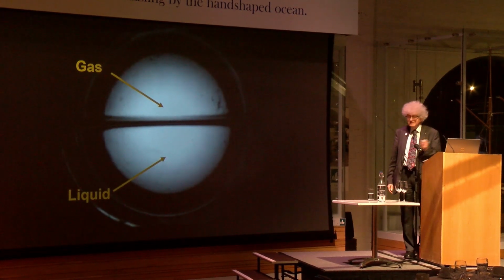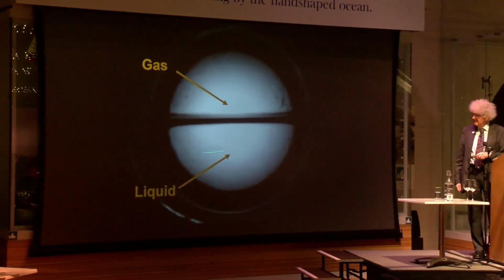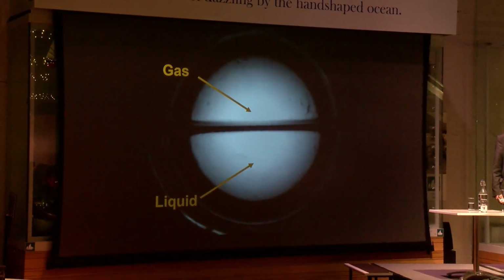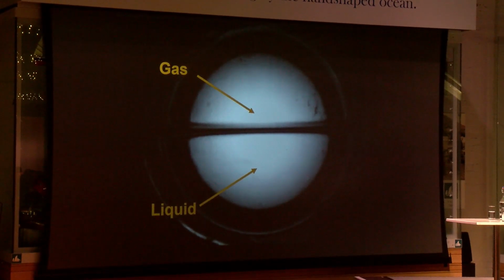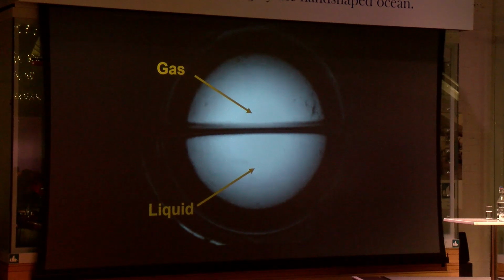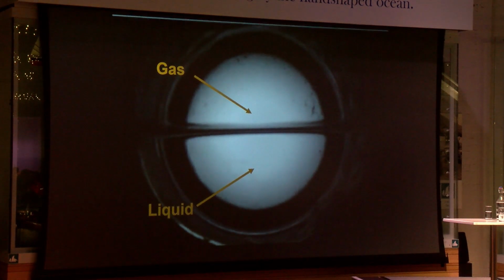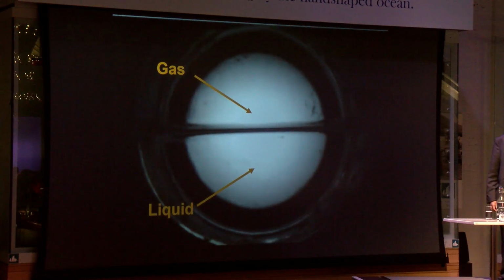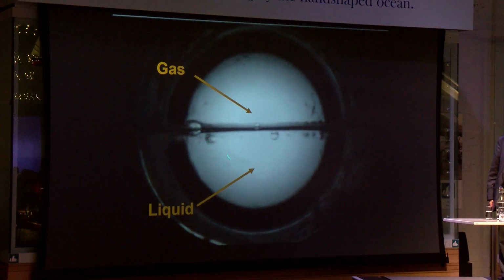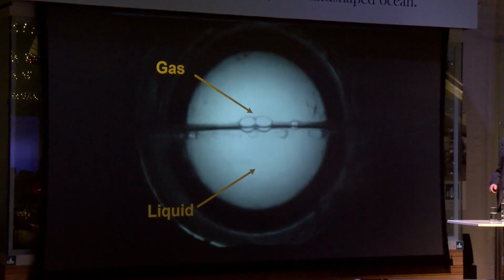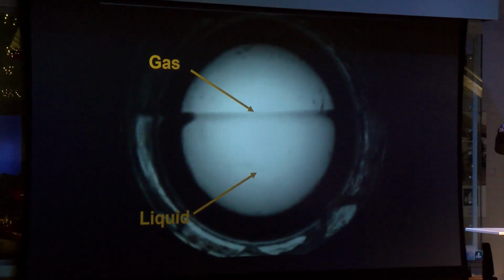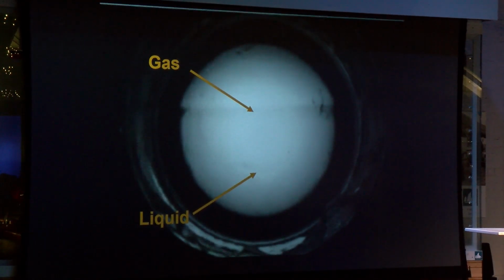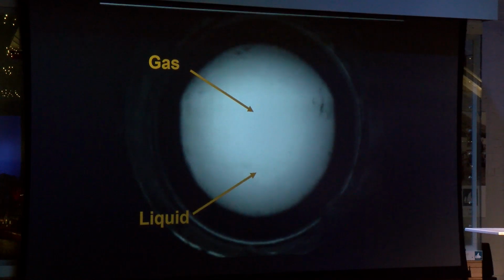So here is a cell with the liquid down here and the vapor above it. Let me show you what happens when you heat it. When you start heating it, it begins to boil. Material goes from the liquid phase to the gas phase, and because it's sealed, the pressure goes up, so the gas gets denser. The liquid expands as you heat it and gets less dense, and the line disappears between them.